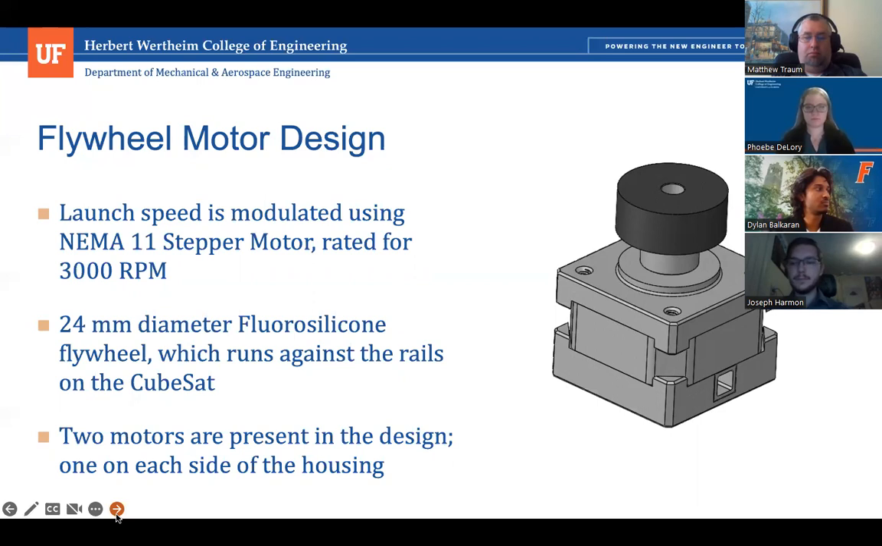The 24 millimeter diameter flywheel that's attached is made out of fluorosilicone. Fluorosilicone was chosen as this is the material which NASA frequently uses in aerospace applications due to the material's low outgassing properties. And this flywheel is going to be pressed against the T-slots on the CubeSat. There are 2 motors present on the design, 1 on each side of the housing, and both of them work together to launch the CubeSat out.